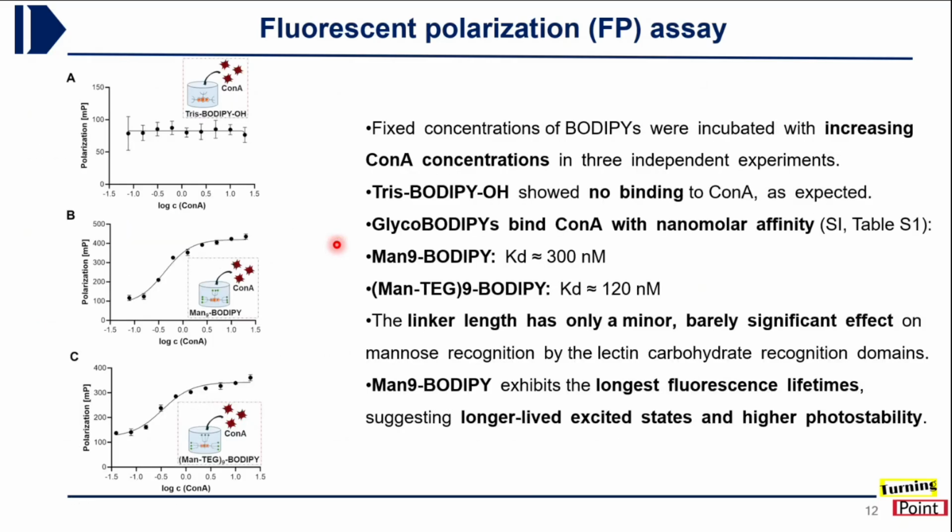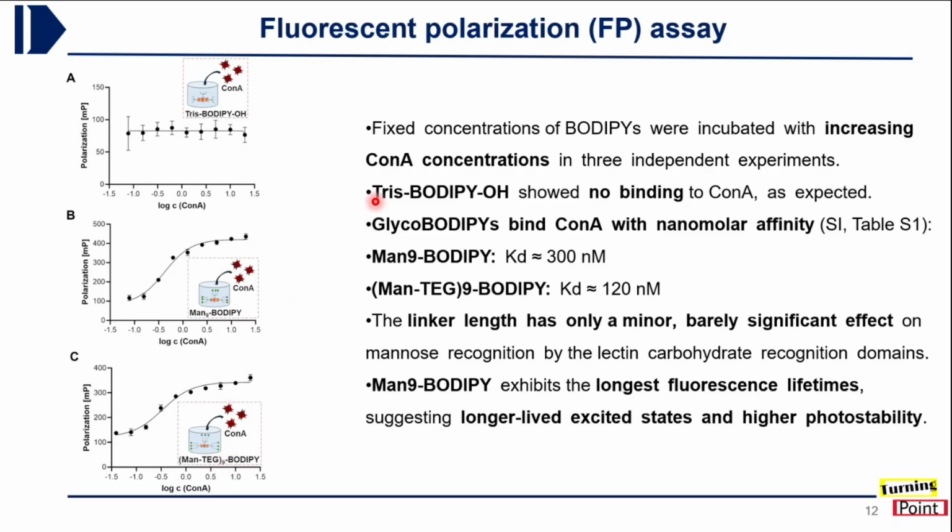Now going to the results, what they did. They have given three graphs, with polarization on the y-axis and log C, the concentration of Con, on the x-axis in each graph. The first graph belongs to the Tris body P OH plus Con. The second graph belongs to the Man9 body P plus Con. The third graph belongs to the Man tetraethylene glycol body P plus Con. So in all the cases they have studied.